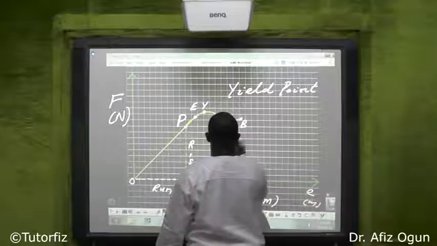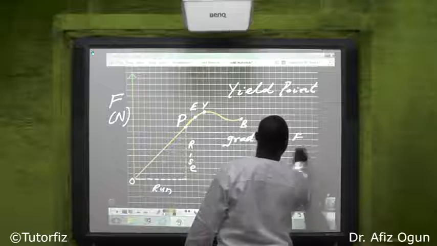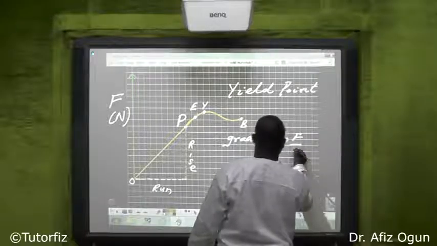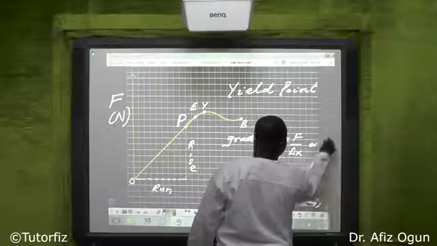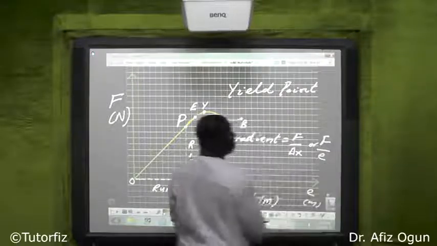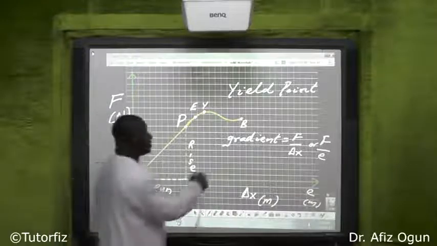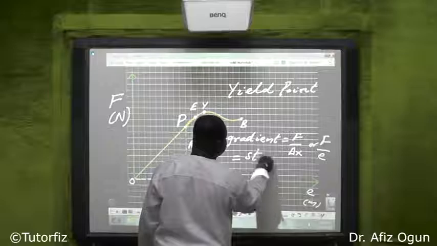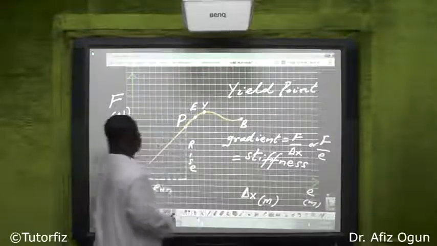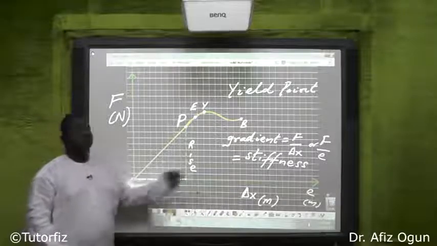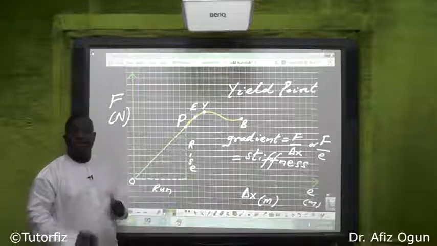So gradient is F or delta F divided by delta X or e, which is the same thing as our k. So gradient equals stiffness or spring constant. You see, the gradient of F against extension is the stiffness or the spring constant of that spring.